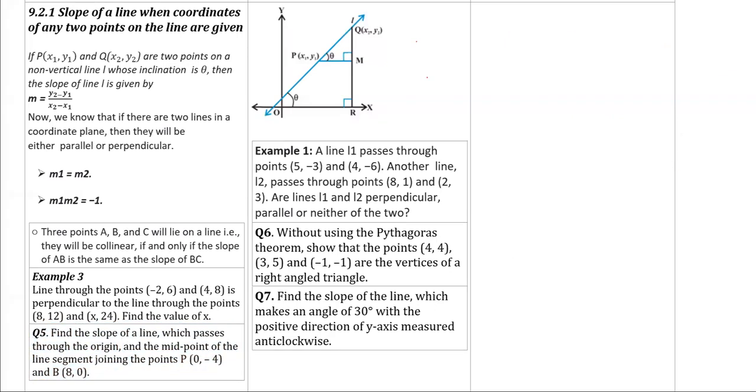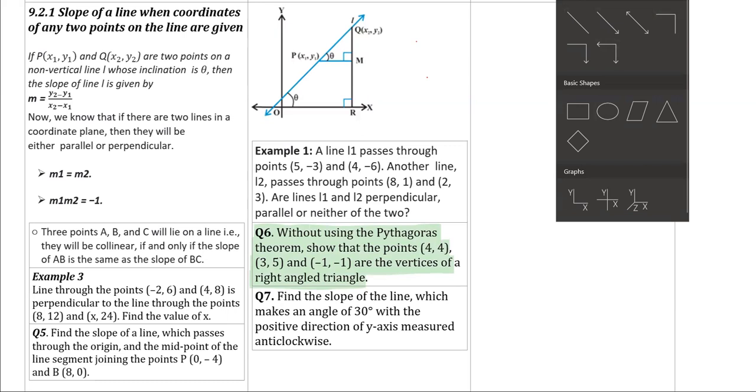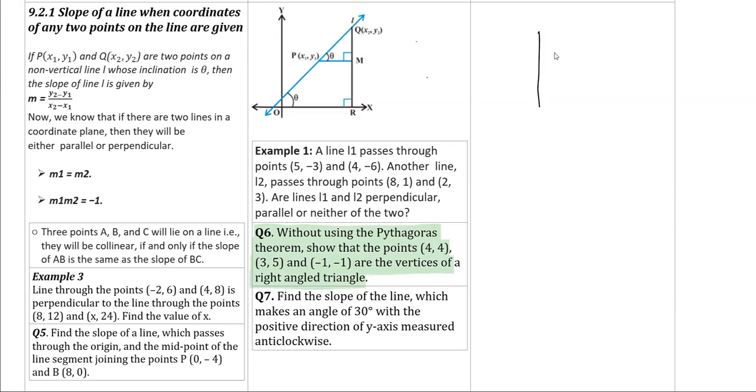Continuing with the next one. Now we are doing question number 6, again from the textbook. It says, without using Pythagoras theorem, we have to show that these 3 points are the vertices of a right triangle. For any right angle triangle, one angle has to be 90 degrees. As of now, we do not know which angle is 90 degrees. I just took an idea that maybe B is 90 degrees, but it will not make any difference if A is 90 degrees. So we do not have to use Pythagoras theorem, but we have to prove one angle is 90 degrees.